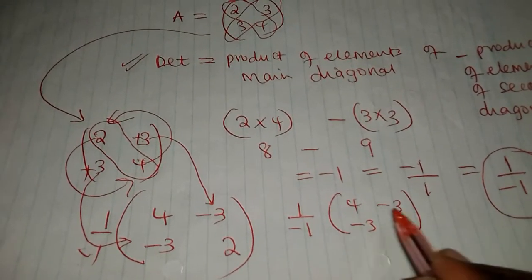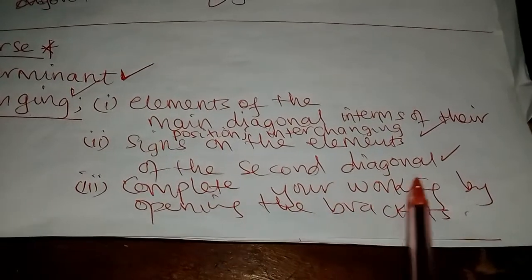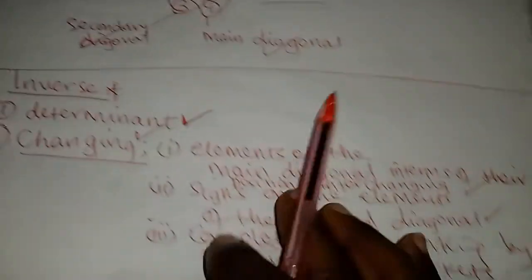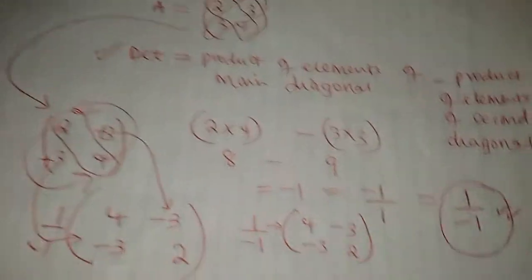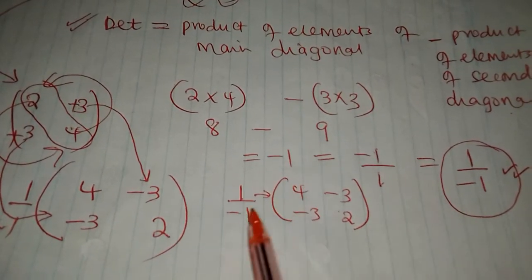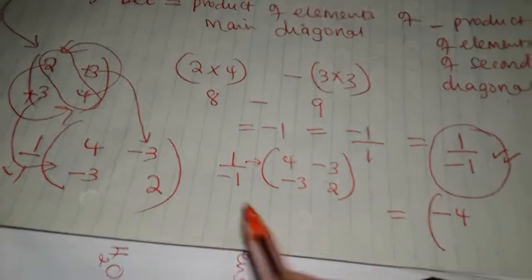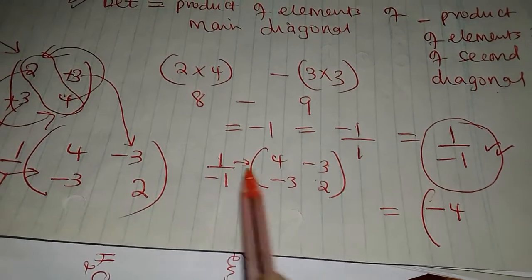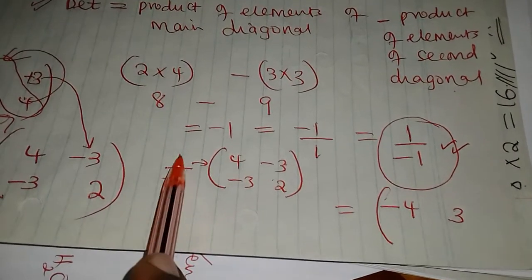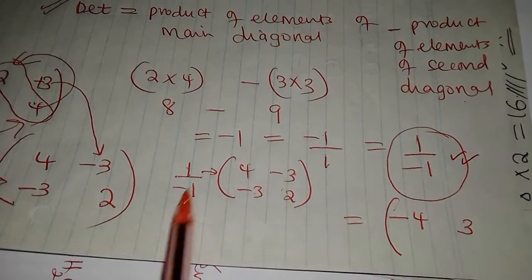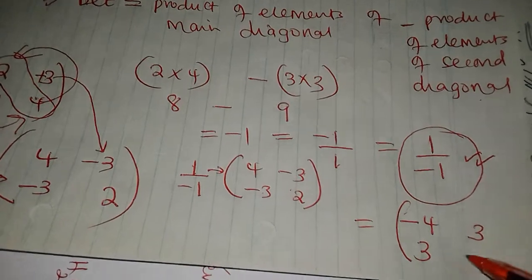Close brackets. I can leave it at this point, or I can open the brackets. That's what I told you: complete your working by opening the brackets. So I'm going to open the brackets. 1 times 4 is 4, divided by negative 1, I'm going to get negative 4. Then 1 times negative 3, negative 3 divided by negative 1, that is 3. Then 1 times negative 3, negative 3 divided by negative 1, that is 3. Then 1 times 2, 2 divided by negative 1, negative 2.